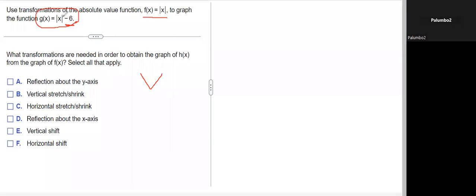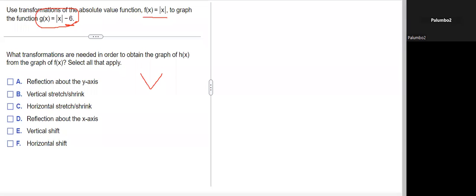This minus 6 does not belong to the x. It's not in the absolute value with the x. So it's not going to go to the right or to the left. We say it belongs to the y. And since it's a minus 6, it's going to go in the y direction. It's going to go down 6.